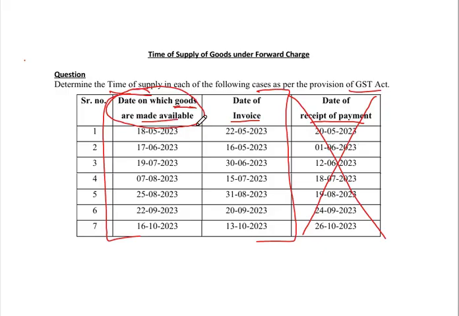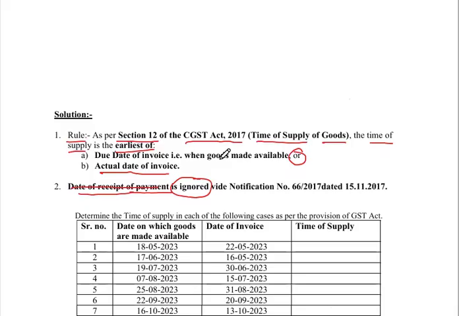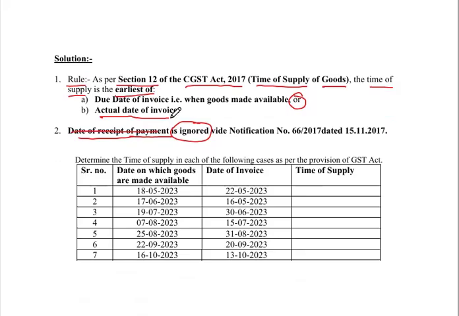Date on which goods are made available is nothing but the due date of invoice. That is the last date on which the invoice must have been issued, or the actual date of invoice. Whichever is earlier will be taken as the time of supply, right? So this is what is given here. In this case, we will be ignoring the payment date column.